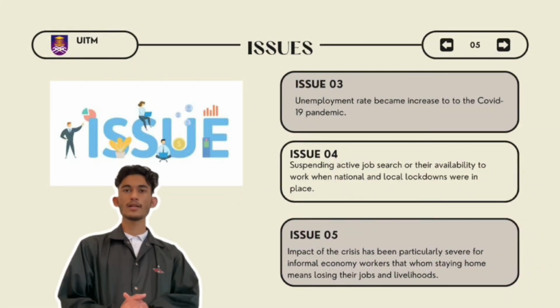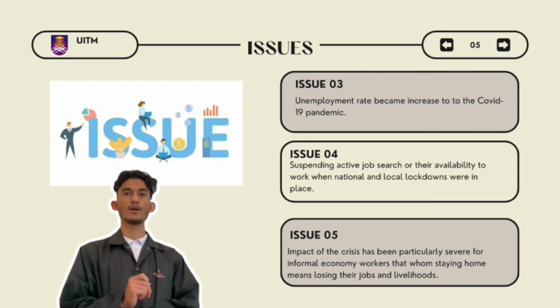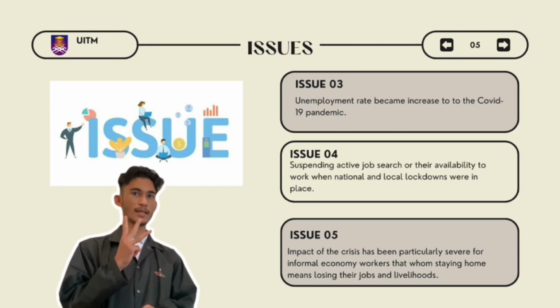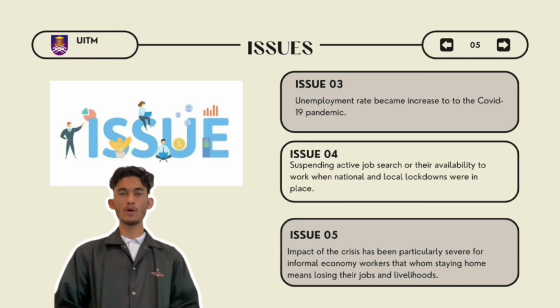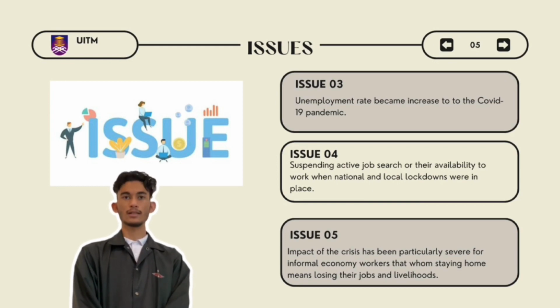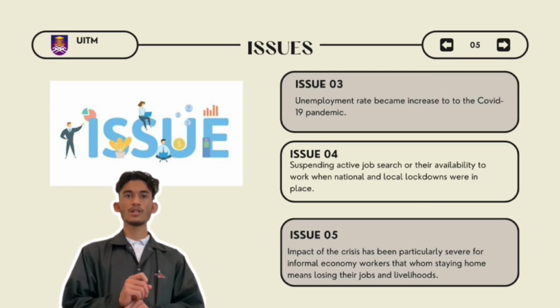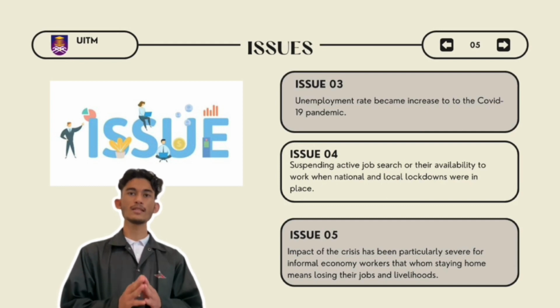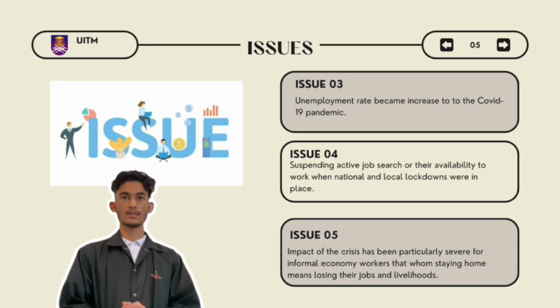Issue number 4. During national or local lockdown, people may temporarily suspend their job search due to limited opportunities, health concerns, and compliance with restrictions. This can dampen the number of individuals actively seeking employment. Factors like limited job openings and government support programs can influence people's motivation to search for work. However, as lockdown measures ease and the economy recovers, job search activity is likely to resume. It is important to adapt job search strategies based on local guidelines and individual circumstances.